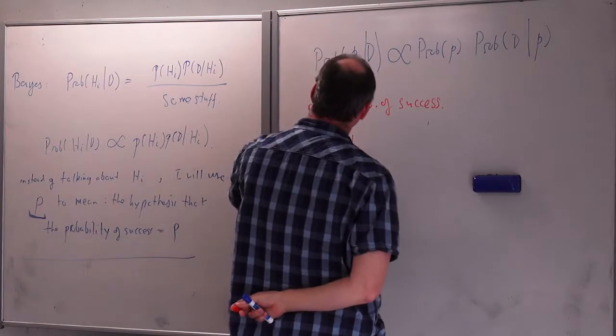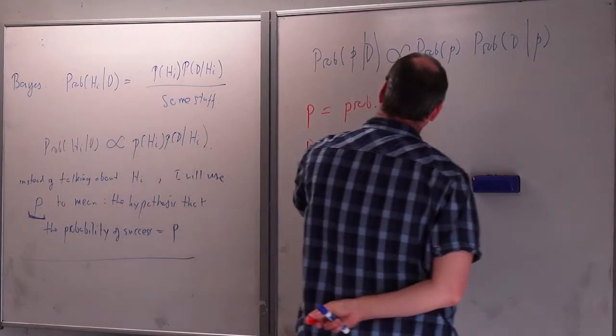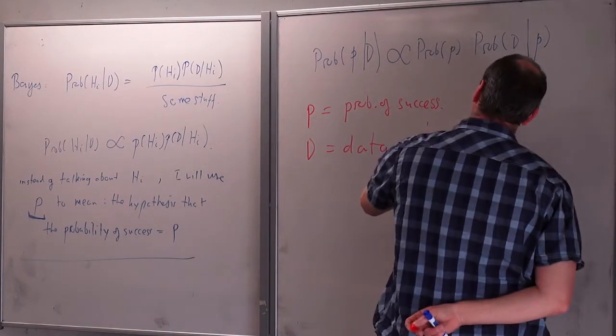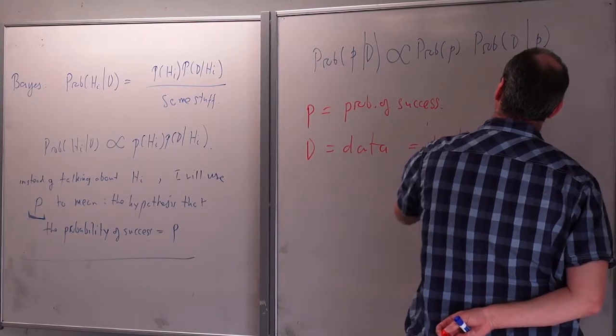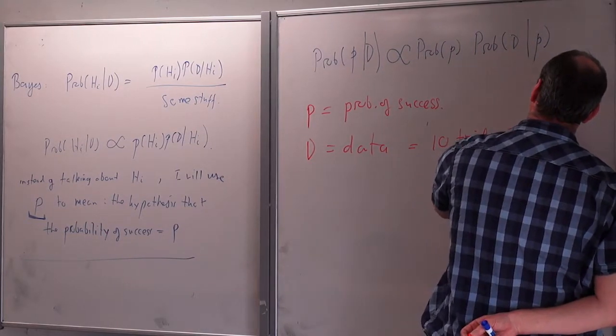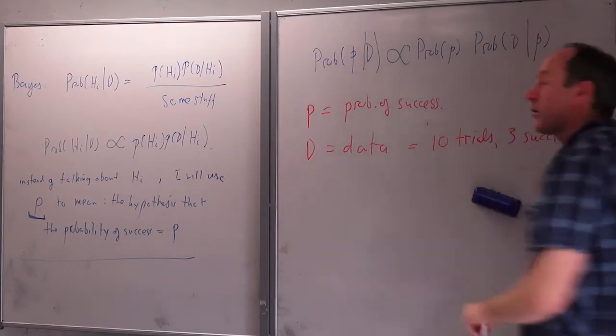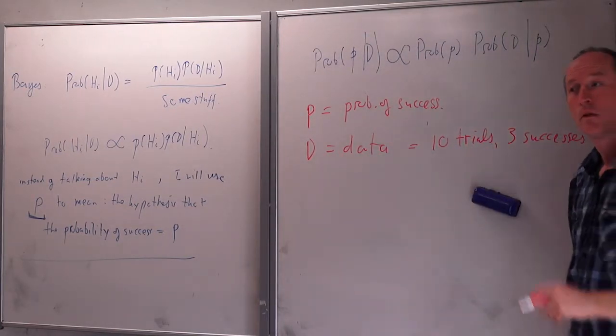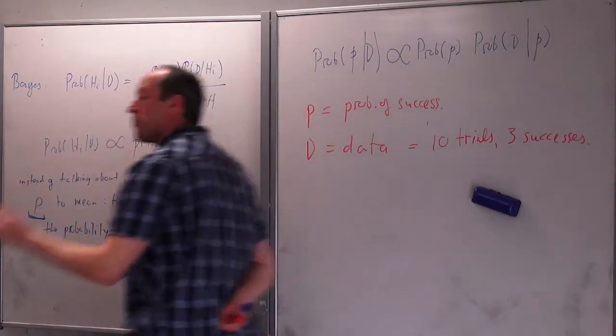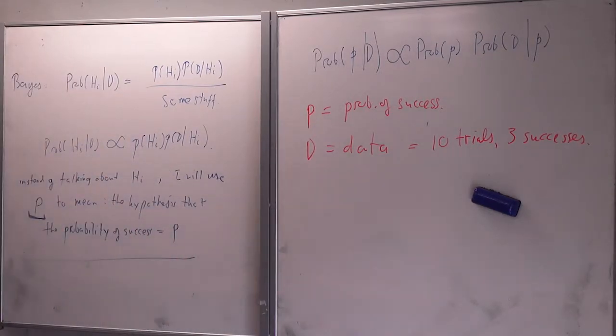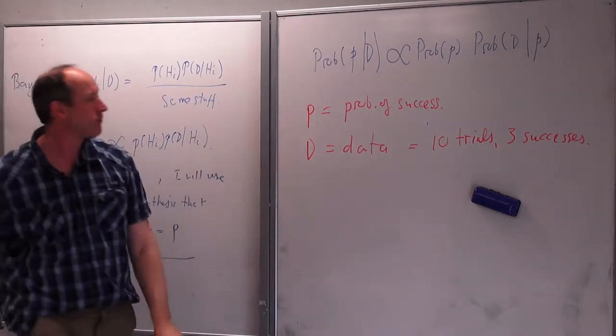D equals my data equals 10 trials and 3 successes. Yeah? We've got a prior for the probability of success, and the whole point of the Bayesian paradigm is that you can update your priors in the light of data. So you've got a prior about what you think p is, and remember we talked about lots of examples with the uniform one and the bimodal ones and so forth. Now we're going to throw some data at it.